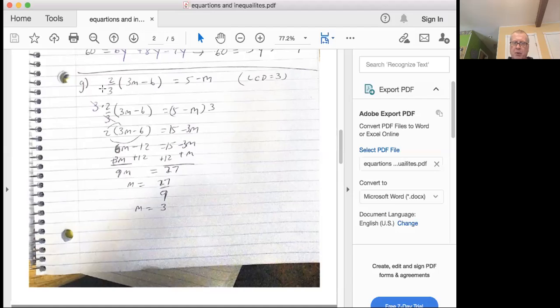So when I multiply the 2/3 by 3, I get 6 over 3, or 2. I distribute the 2, and that gives us 6m minus 12. Over here, the 3 doesn't cancel with anything, so we distribute the 3, giving us 15 minus 3m. We'll add 3m to both sides. That gives us 9m. I'll add 12 to both sides. That gives us 27. I'll divide both sides by 9, and that gives us 27 over 9, or 3.